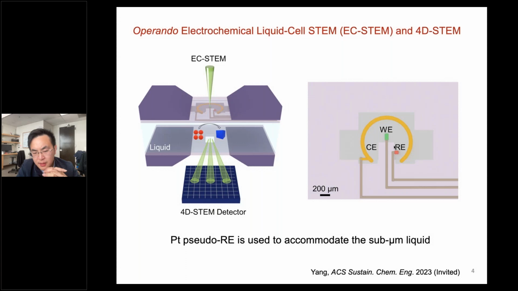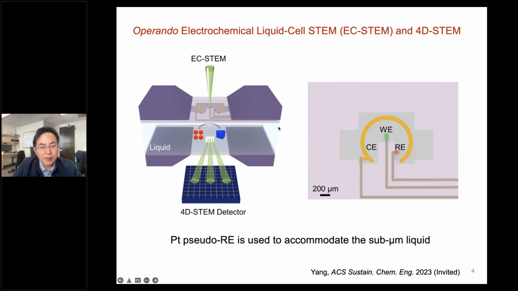So commonly you would see the platinum pseudo reference used for liquid cell TEM studies. It's not only true for the prototype products, but also for many other suppliers for liquid cell TEM. Platinum reference is very widely used because it's easy to manufacture by nanofabrication.